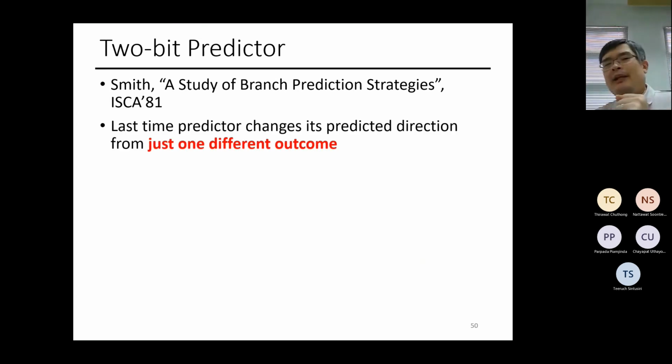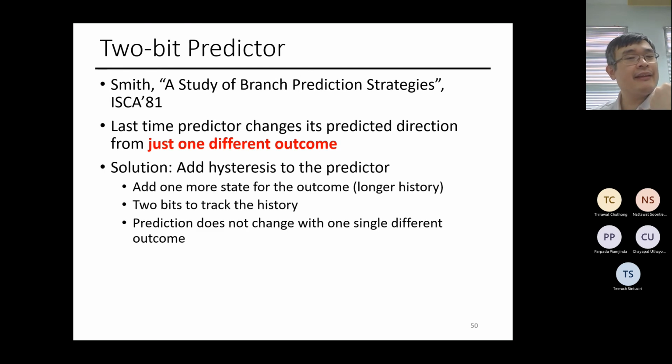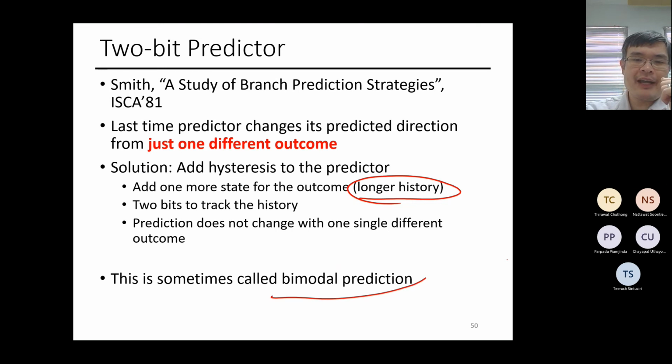The observation from the paper is that if you use the last time predictor, it changes the predicted direction with just one different outcome. So the solution is we can add hysteresis to the predictor, add one more state. It means that you can keep a longer history, and you now have 2 bits to track the history so that the prediction doesn't change with one single different outcome. Sometimes we call this bimodal prediction.